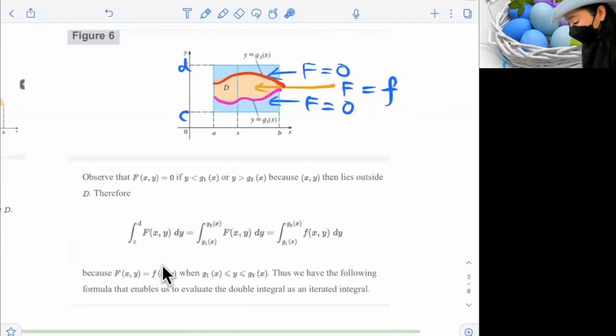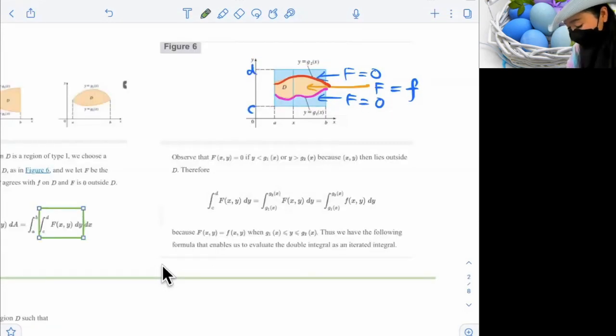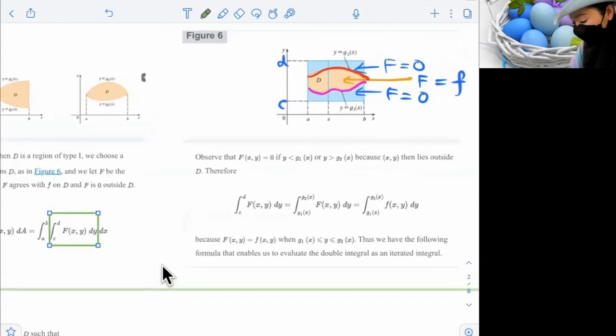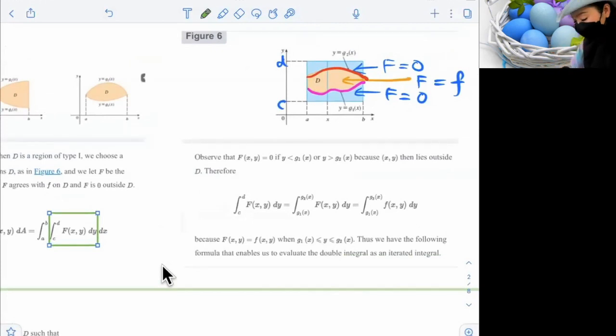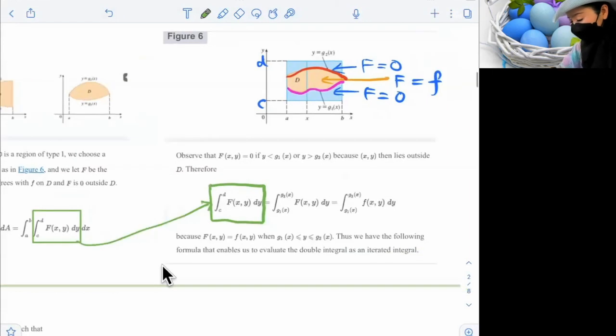So what really contributes to that double integral here is when y is between this curve and this curve, when y is between g1(x) and g2(x). Remember when we do a double integral, we do the inner integral first, right? So let's focus on this inner integral over here. That double integral is integrating with respect to y first, right? And y goes from c to d.